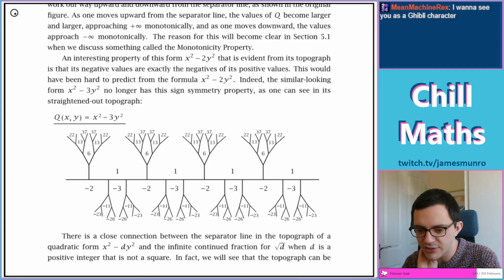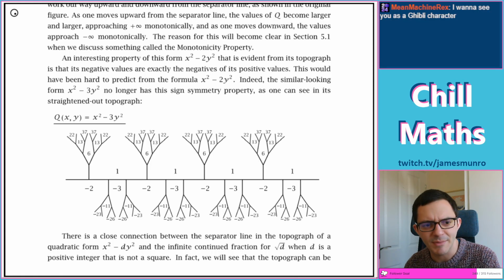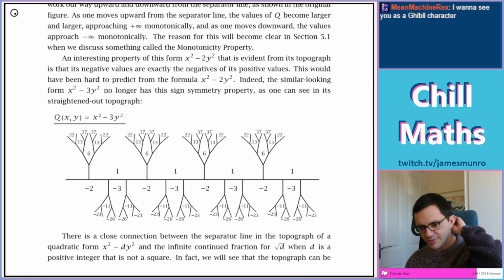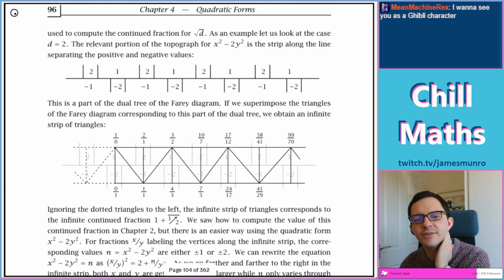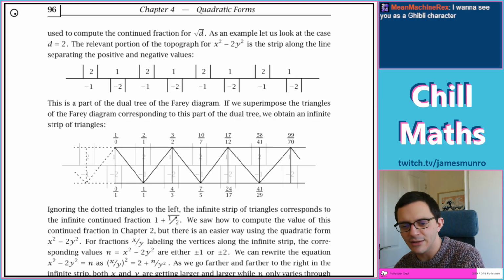Yeah, if it is a square, you can factorize that expression by the difference of two squares. And also I think this line is heading straight towards a fraction, so it will stop really quickly. Maybe? Something like that. We'll see what the top of the graph can be. What is this? Used to compute the continued fraction for root d. Okay. Right, this is going to link together loads of things now, isn't it?